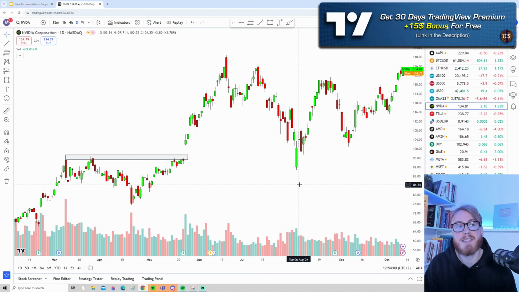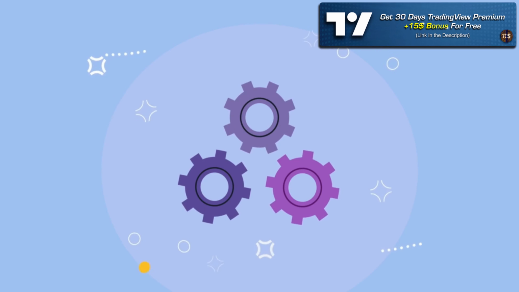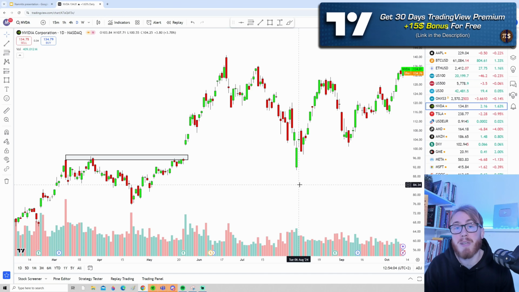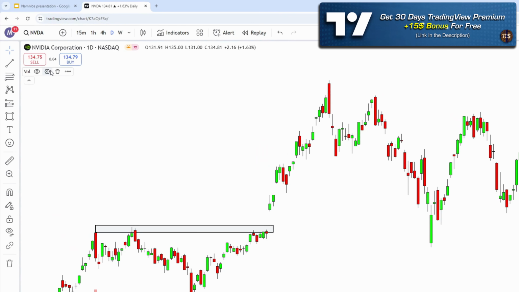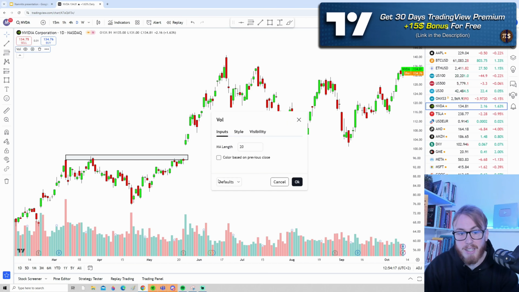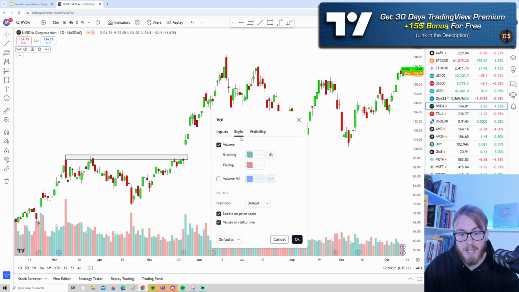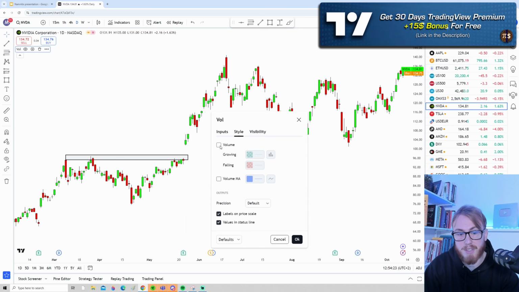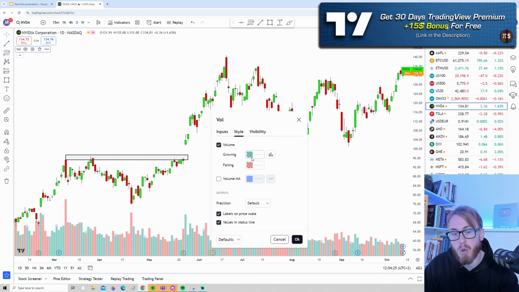But now guys, let's take a look at how we can change the settings of the volume indicator to potentially improve it and potentially make it easier to read. So let's go up here to the upper left corner and press on settings. Here we have a few inputs. If we go to style here, you can first of all see that we have the normal volume, growing is green, falling is red.